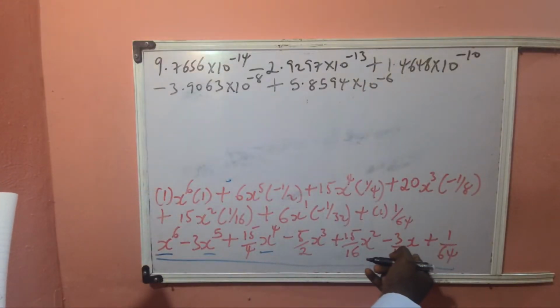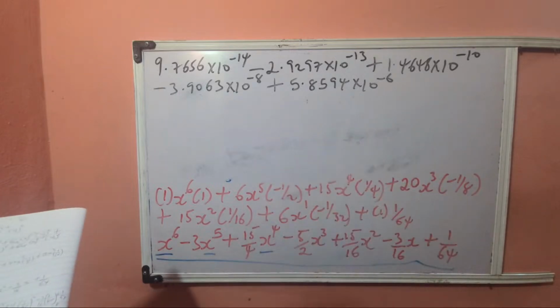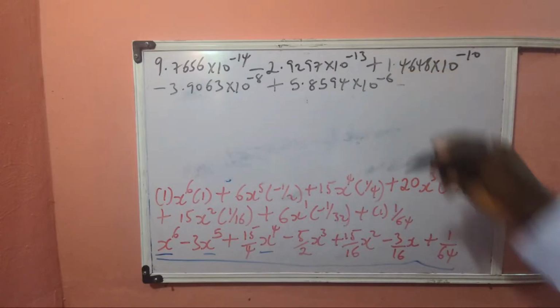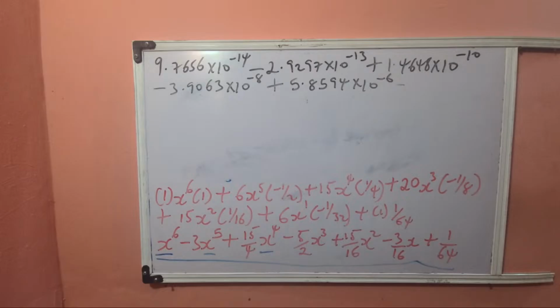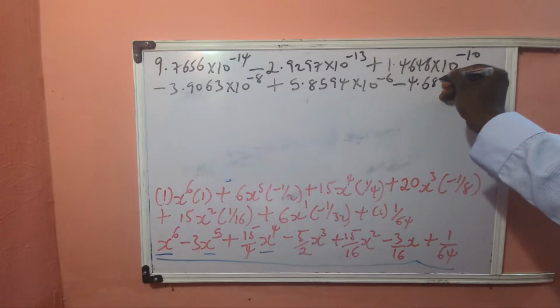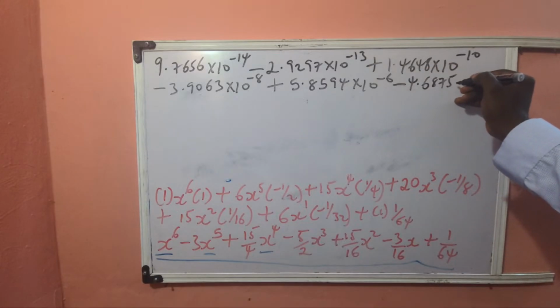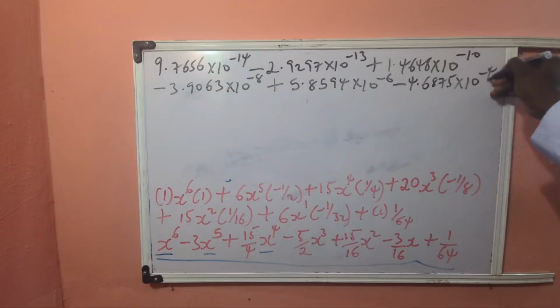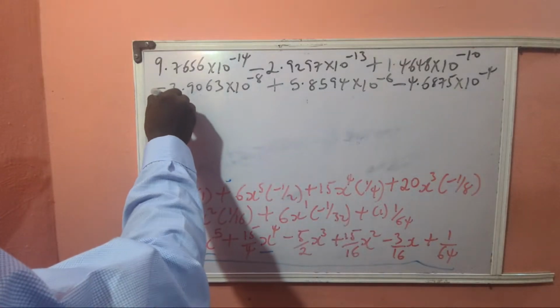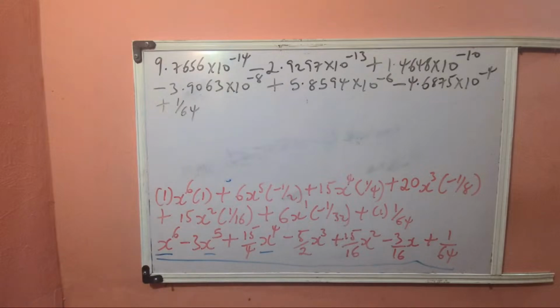We do for the next one, which is just x. That's 1 over 400 multiplied by 3 over 16. You'll be getting a value of minus 4.6875 times 10 raised to power minus 4. And the very final one here is just the 1 over 64.